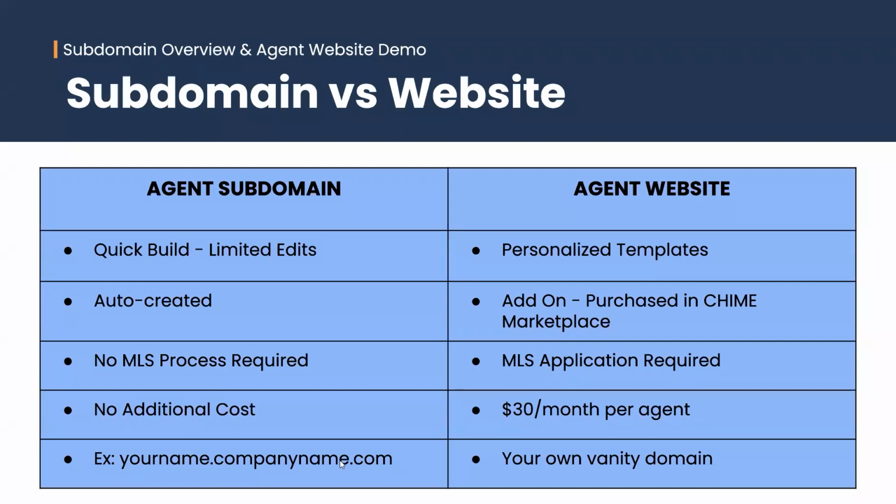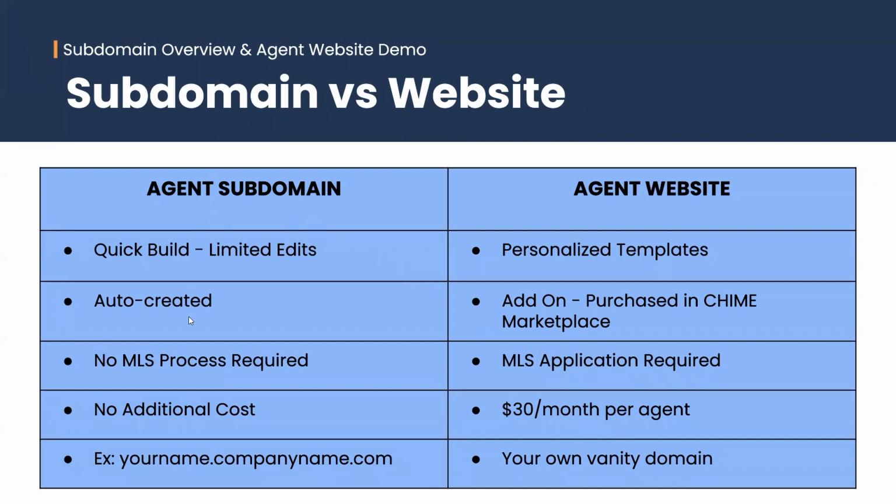But for some agents, the subdomain is totally fine. You're good with what you have. But some agents like to take a little bit more control and have a full agent website. The full agent website is an add-on. It allows you to create your own domain. So rather than ariel.barrettrealestate.com, it would be whatever you want it to be, whatever domain you own. So ariel.com or whatever I want to create there.